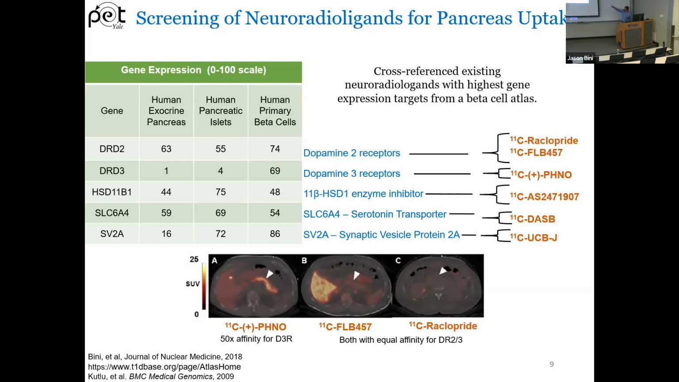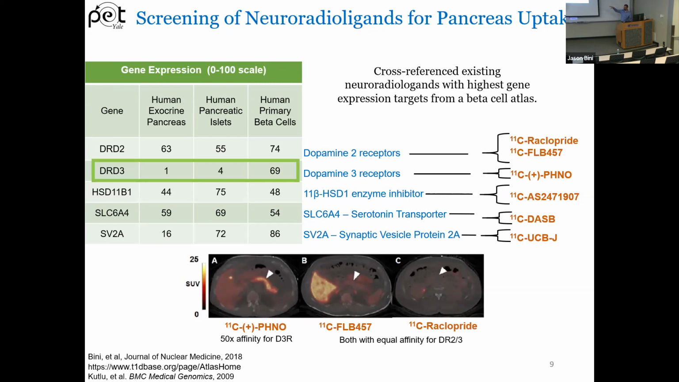You can see that nice banana shape of the pancreas lighting up very hot, whereas the one that has equal affinity for D2 and D3, you can't really see with the white arrows there. There's not as much uptake in the pancreas. So we think this is primarily driven by a D3 mechanism, and that bore itself out in the genetic data as well.